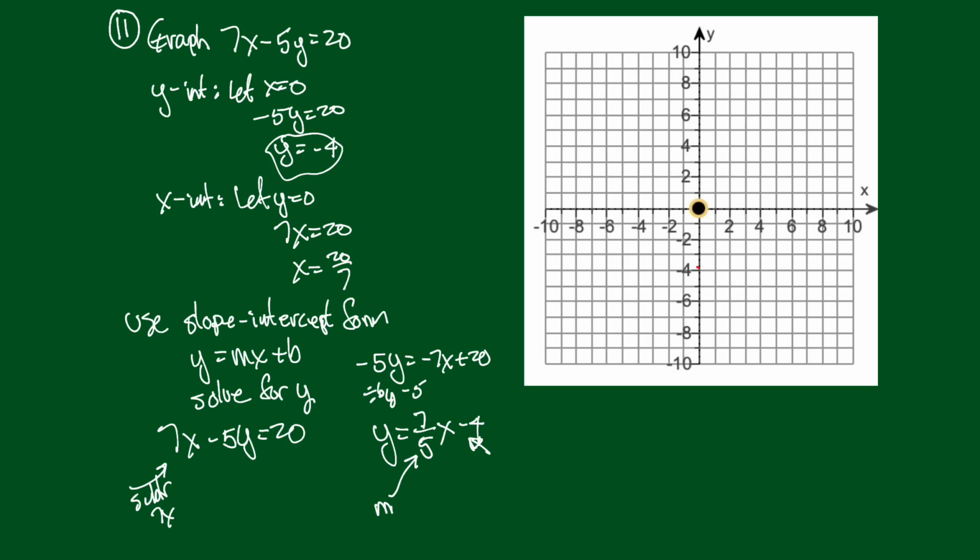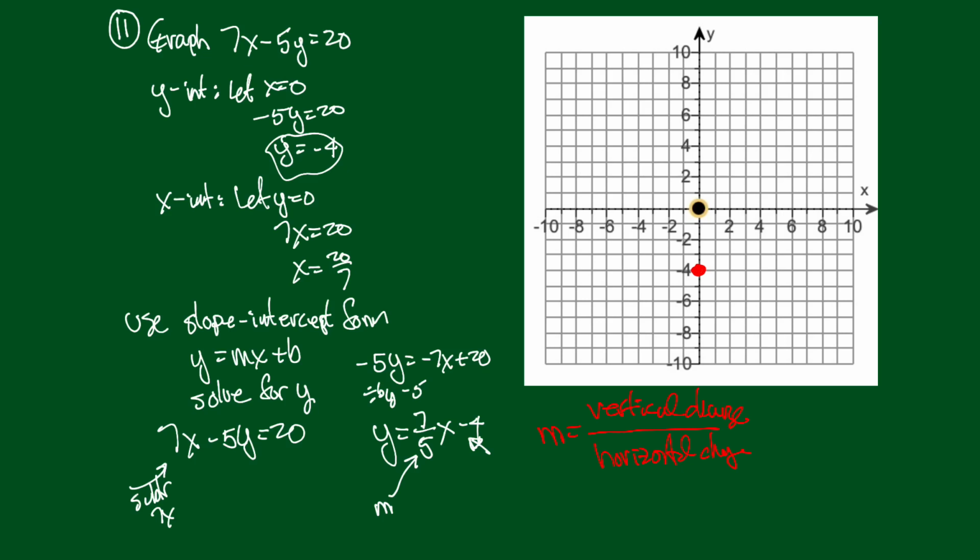So I'm going to go to negative 4 over here on the graph and put a point. Now I need another point, and I'm going to use the slope here to get that other point. Now remember, the slope is equal to, the top number is the vertical change. The bottom number is the horizontal change. Now, for us, I always look at the bottom first.